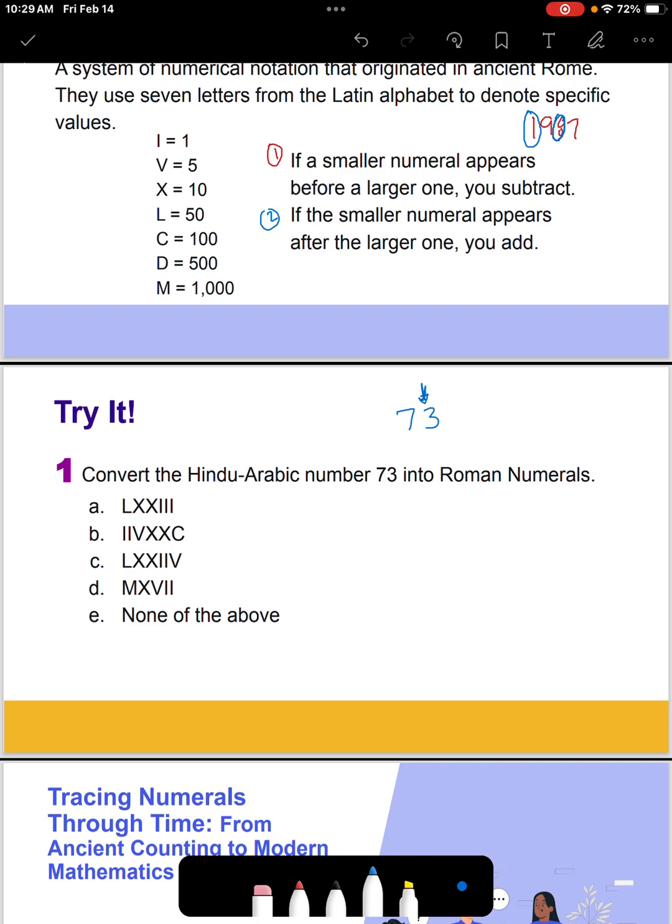If we think of 70, we can think of 70 as 50 plus 10 plus 10. Notice we're adding because the smaller number is after the larger number. So we do 50 plus 10 plus 10. 50 is an L. Each 10 is an X, so LXX is a way to write 70. Then how do you write 3? 3 is III. So 73 would equal LXXIII. So that's an example of how you utilize Roman numerals.